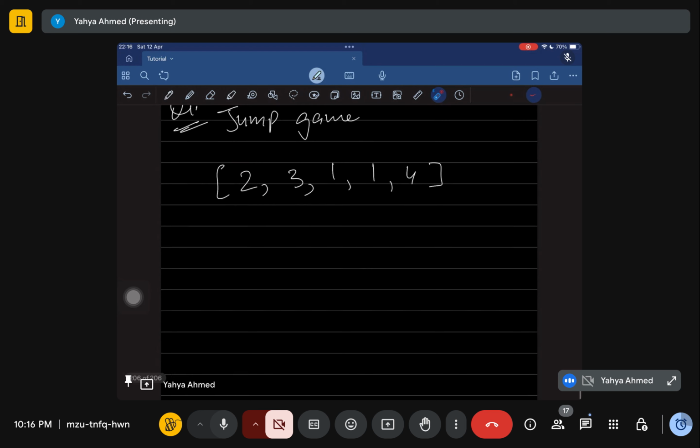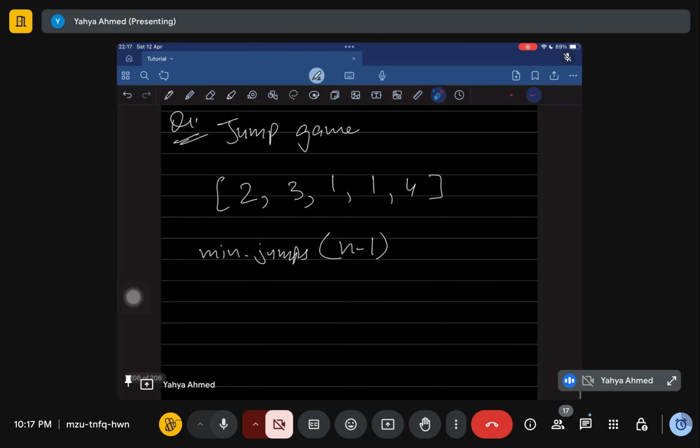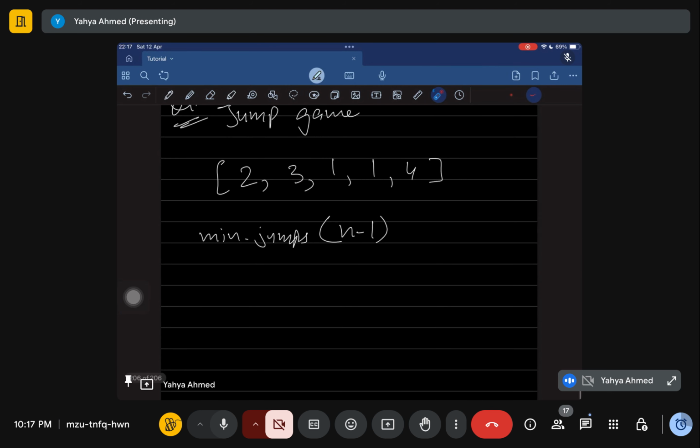Okay? Let's say I ask you. Currently, the question is asking me min jumps of n minus 1. So basically, how many jumps do I need to make to get to the n minus 1th index? Okay? Let's say you don't know the answer of min jumps of n minus 1, but you know all of these answers. In that case, how could you describe the answer of min jumps of this guy in terms of the answer of all of these guys?